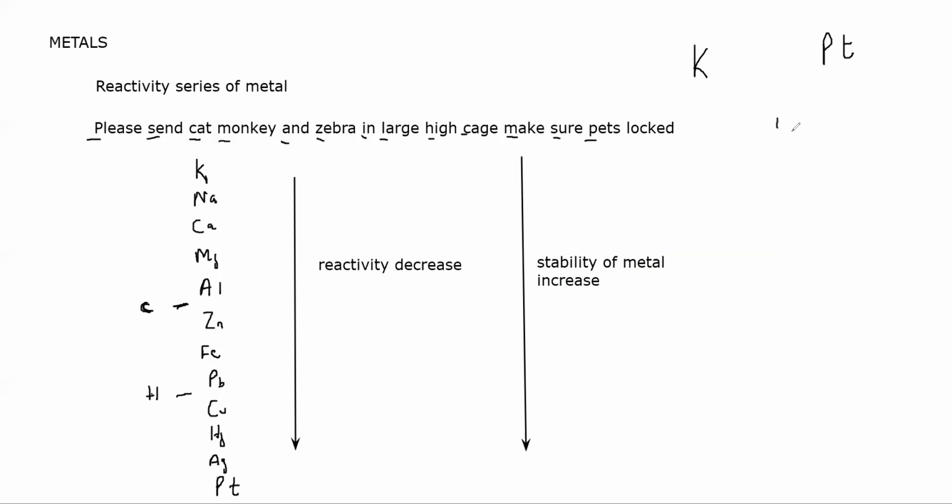If oxygen is available in the surrounding atmosphere, because potassium is more reactive, potassium instantly will react with oxygen, and as a result it will form potassium oxide. But because platinum is less reactive, it does not react, so it will remain in the element state. So potassium is a less stable metal. In terms of stability of the metal, potassium is less stable and platinum is more stable. So as we go down in this series, the stability of the metal increases. Like in the element state, we can find them easily. Is this statement clear, the stability of the metal?